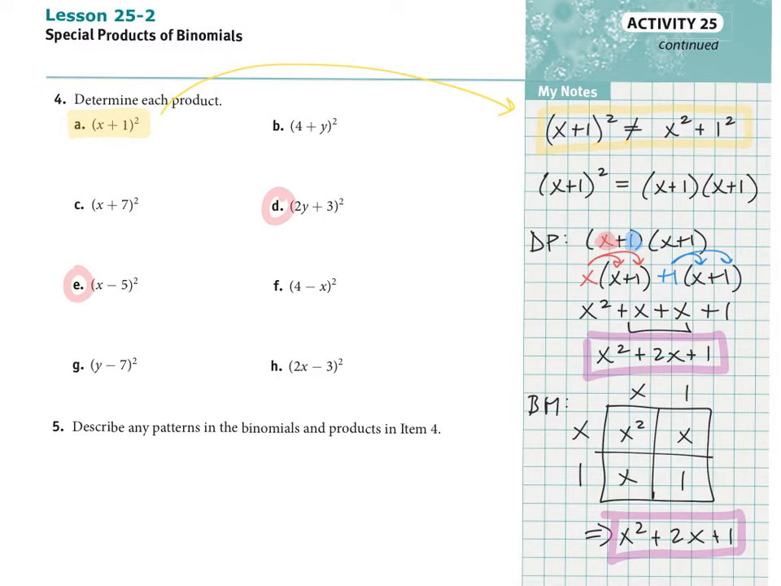All right, so for those answers, for part D, we should have gotten 4y² + 12y + 9. And for part E, we should have gotten x² - 10x + 25. We're going to skip over number 5 and jump to number 6.